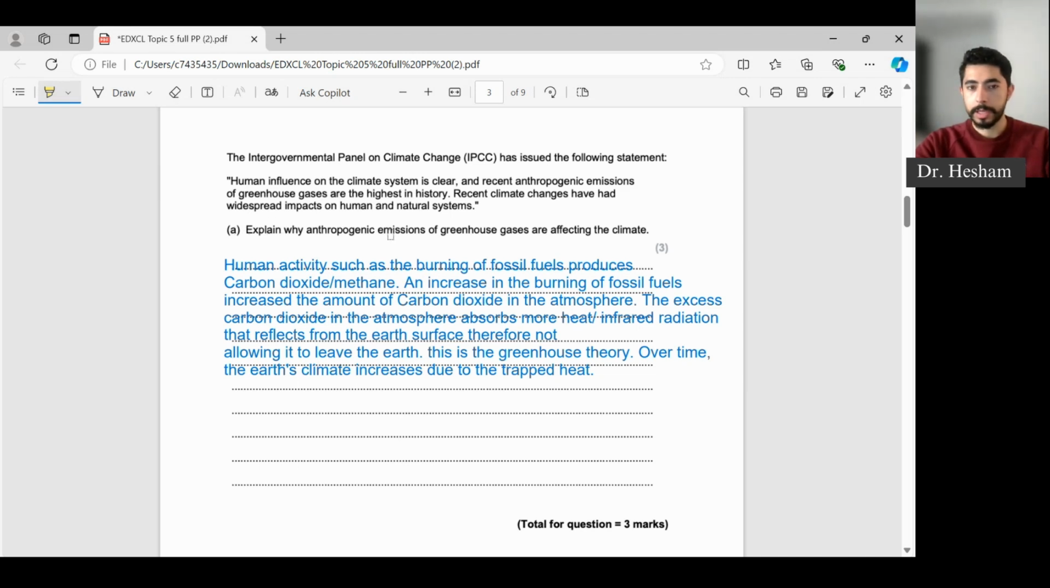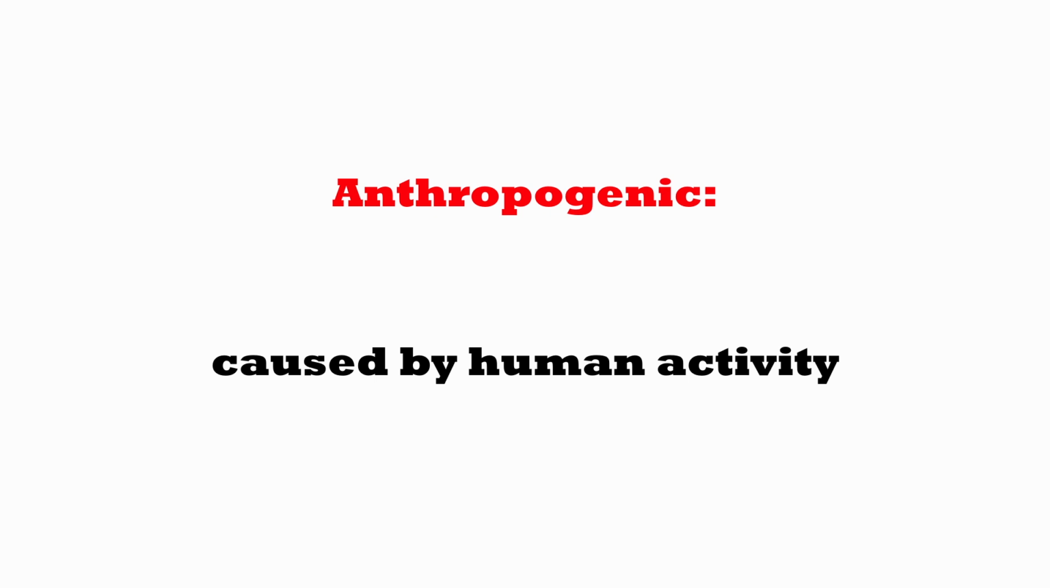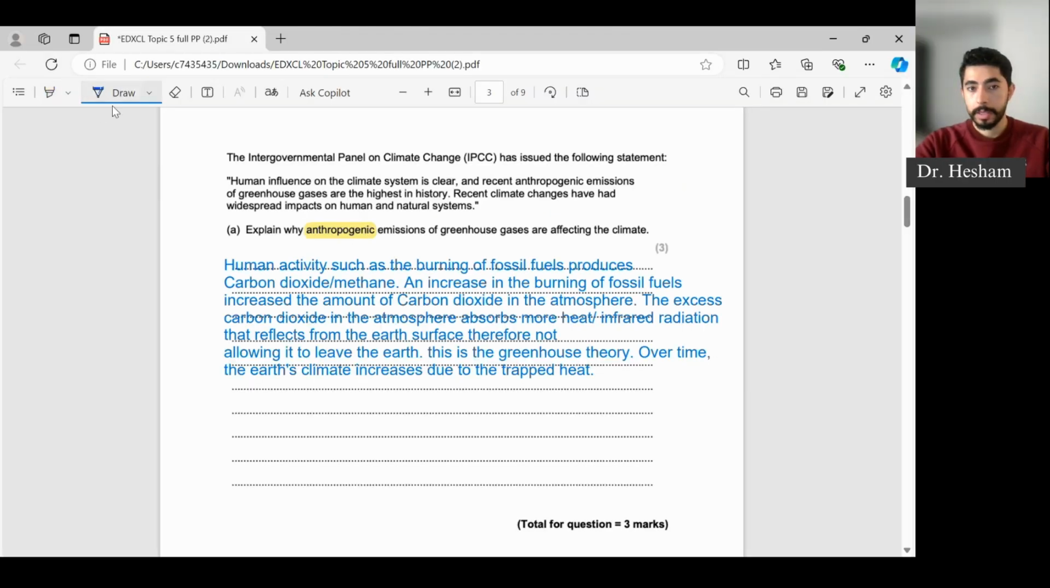Explain why anthropogenic emissions of greenhouse gases are affecting the climate. So anthropogenic means human caused. Anthropology is the study of people. So anthropogenic means caused by humans. So they want you to link human caused emissions of greenhouse gases specifically and link them with climate change. Right? So this is a 3-mark question.